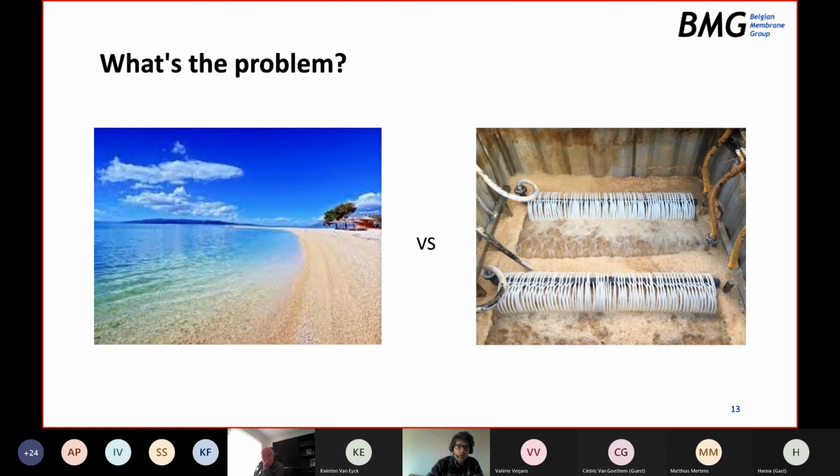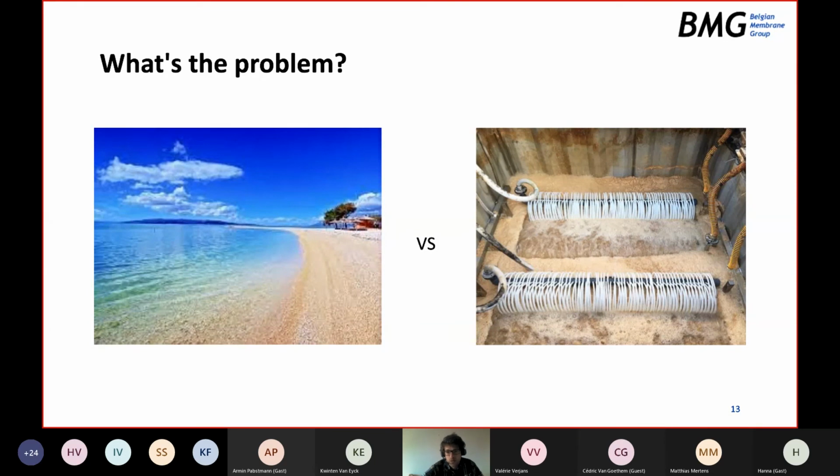Now, whether it's a problem also depends on what the feed of your system is. The classical application for reverse osmosis is seawater desalination. And in seawater, the concentration of human pathogens and pollutants is fortunately very low. So in fact, in seawater desalination, it doesn't really matter that much whether there's a small defect in the membrane or not.